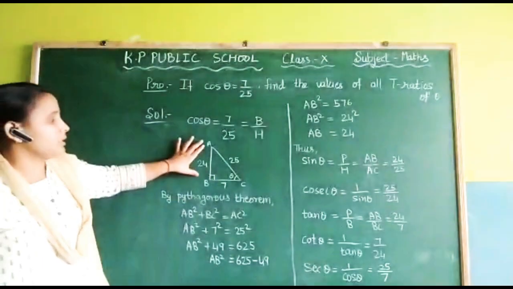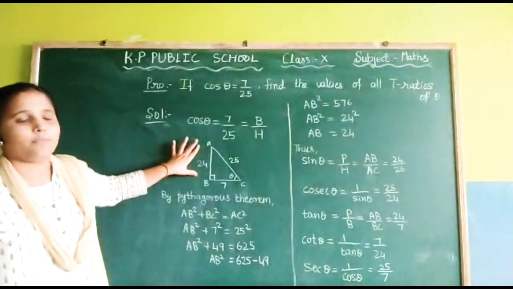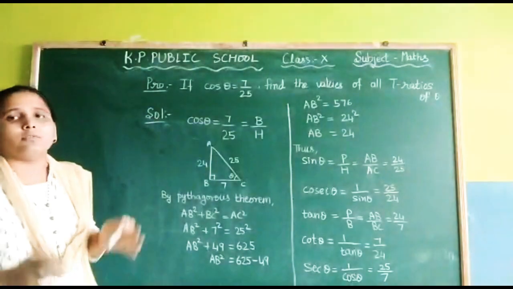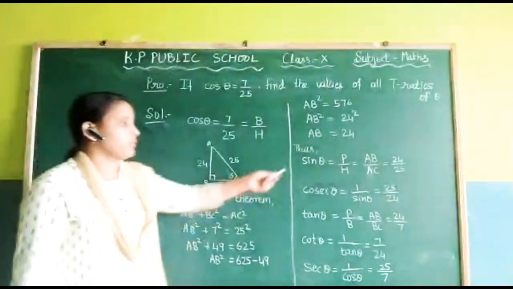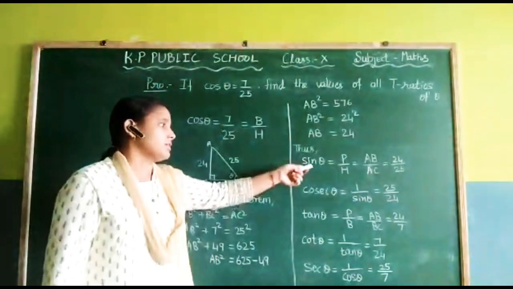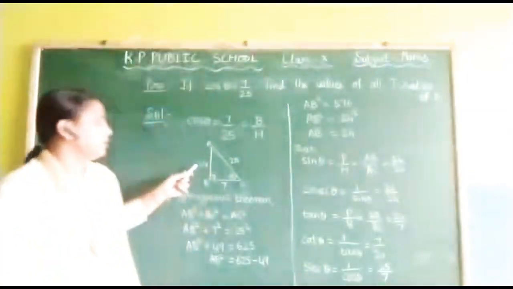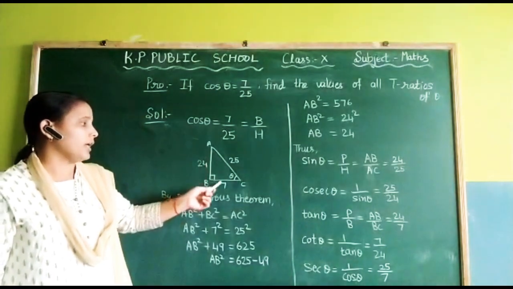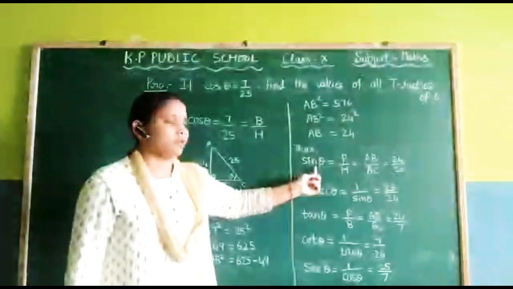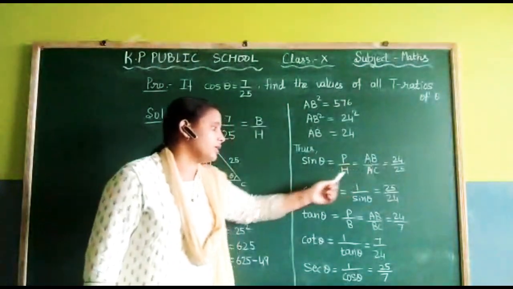So now we got the value of the perpendicular, so we can find out the value of all the other trigonometric ratios. Look here. First of all, we have studied sin theta. Sin theta is P by H. Here P is AB and H is AC. So the value of P is 24 and H is 25. So the value of sin theta is 24 by 25.